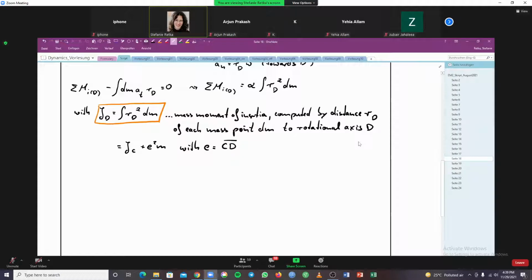Now we substitute this mass moment of inertia into the equation above, into the equation of the momentum. Then it says: sum of all moments with respect to the rotational axis of D. In general, this could be time dependent, since alpha could be a time dependent variable. Alpha could change over time in general. In our cases, we usually simplify our problems assuming a constant angular acceleration.